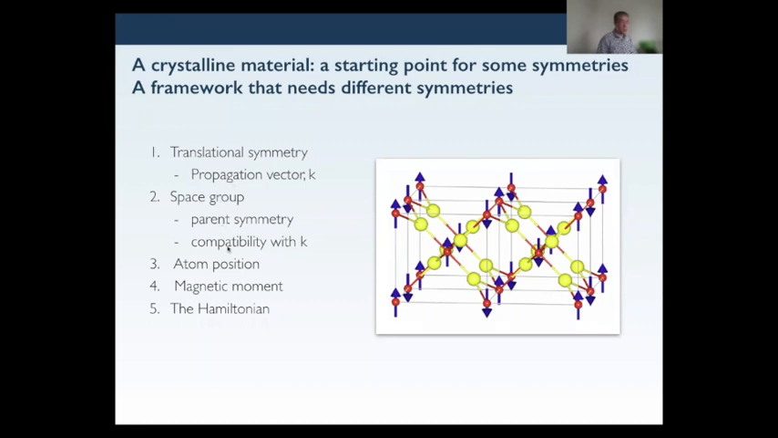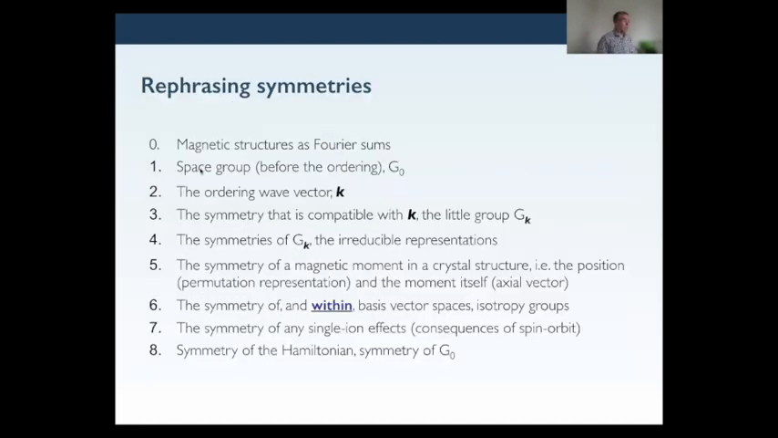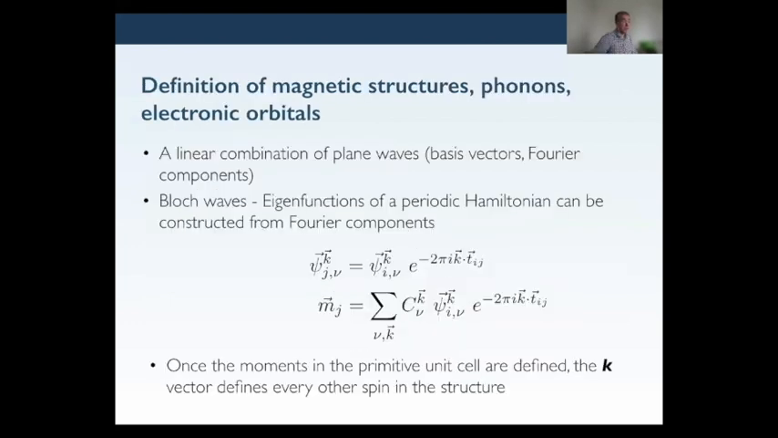We start off with a space group, a parent symmetry. We have to work out symmetry operations that are compatible with the propagation vector. Then we have the atomic position, thinking about a magnetic moment of that position, and then whatever else we know about the Hamiltonian. In terms of rephrasing symmetries, here's a set that we're going to be working through. I'm just going to skip over this slide because it's in your notes, but if you go back and look at it, you'll see the different types of symmetries that we've been going over.